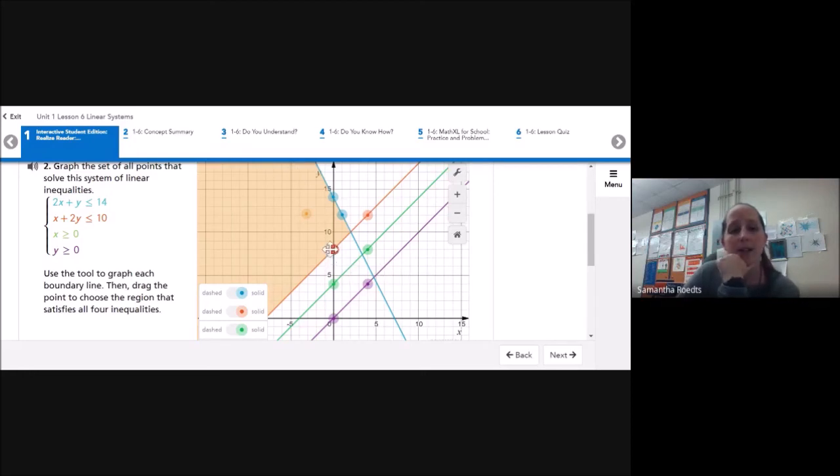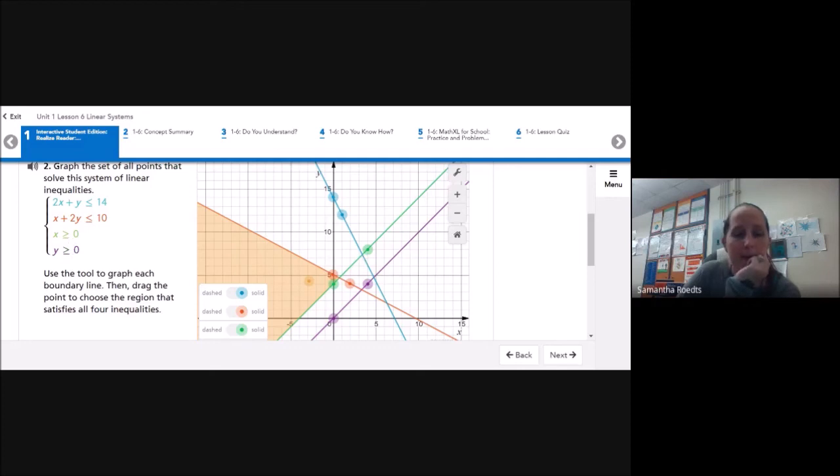The red one is x plus 2y is less than or equal to 10. When I solve for y, I get y equals negative 1/2 x plus 5. So plus 5 right there. And then this goes down 1 over 2. Okay, still over here, so that's less than this one over here.